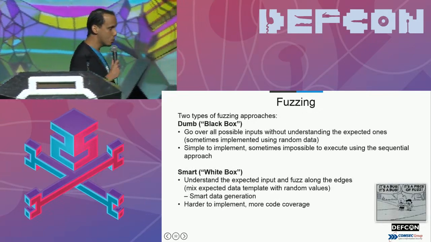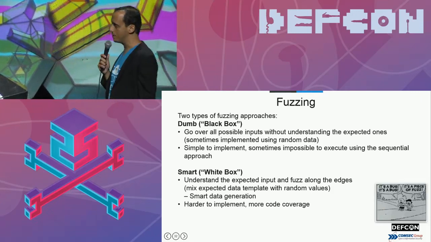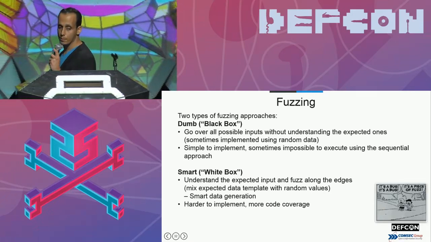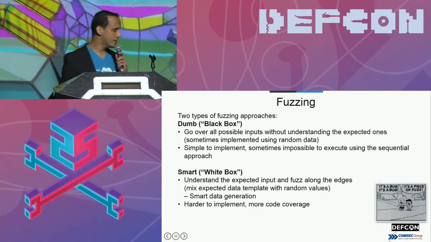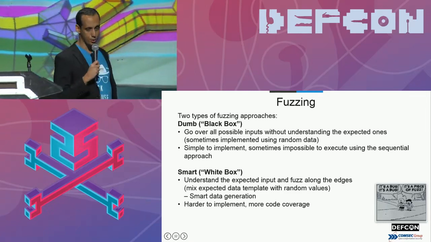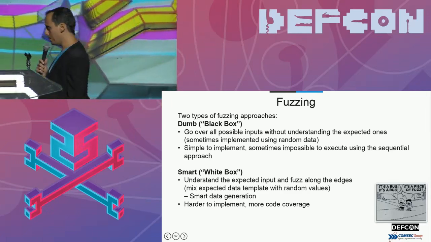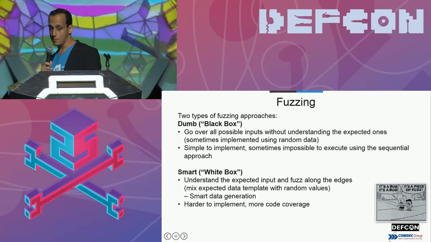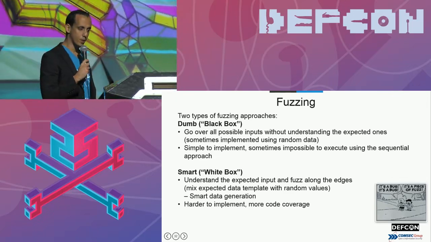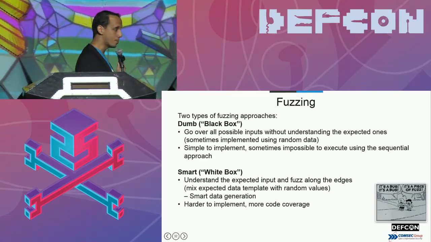But there are in fact two kinds of fuzzing: dumb fuzzing or black box fuzzing, and smart fuzzing. Dumb fuzzing is you just go over all the possible inputs without understanding the expected one. You just bombard it with random data or with sequential data, and you don't understand what the purpose of the parameter that you're trying to fuzz is. This is simple to implement, very fast to implement, sometimes impossible to execute because you have multiple options, and the code coverage is very poor. You don't cover all of the different options in the programmer's code.